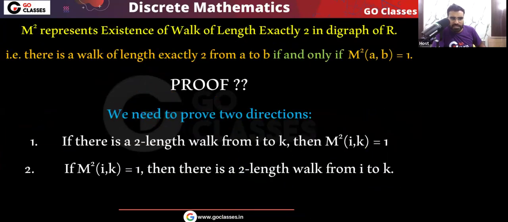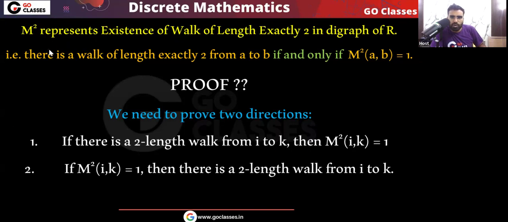Now the interesting part is m power 2. If I can prove for m power 2, then with induction you can prove for m power 3, m power 4, m power 5, yes or no? M power 1 was trivial. If I can prove for m power 2, then we can stop and say that by induction m power 3, m power 4, m power 5, that also we can prove. Okay, so our task is to prove for m power 2.